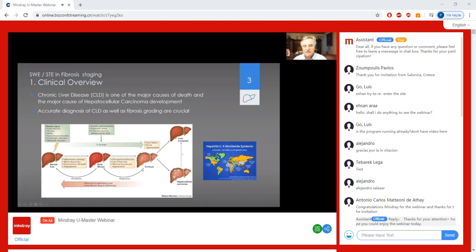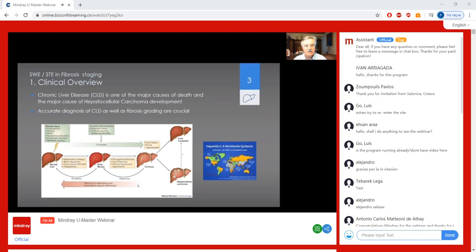But nowadays we have the possibility to follow through elastography the different way, through the removal of the underlying cause and through antifibrotic drugs. After cirrhosis, we know that there is a development of hepatocellular carcinoma, and in this case, the only treatment is liver transplantation.